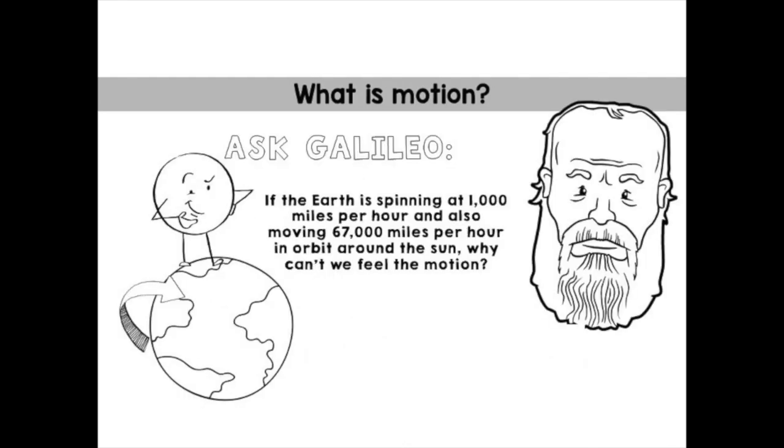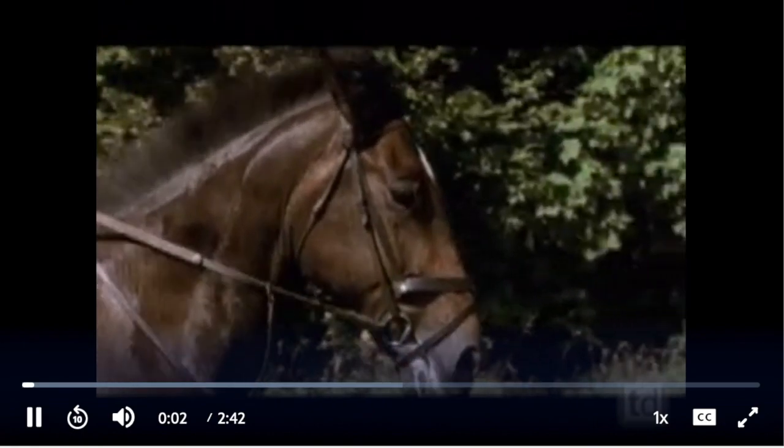So what is motion? Ask Galileo. If the Earth is spinning at 1,000 miles per hour and also moving 67,000 miles per hour in orbit around the sun, why can't we feel the motion? Well, this short little video clip answers that question.